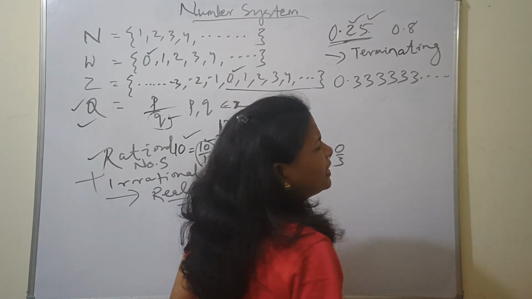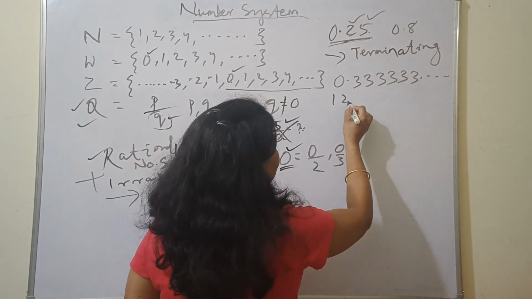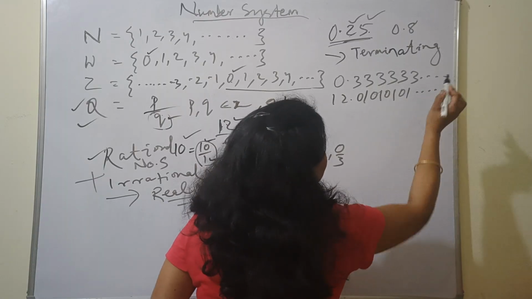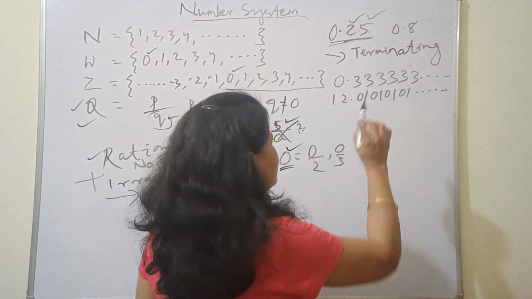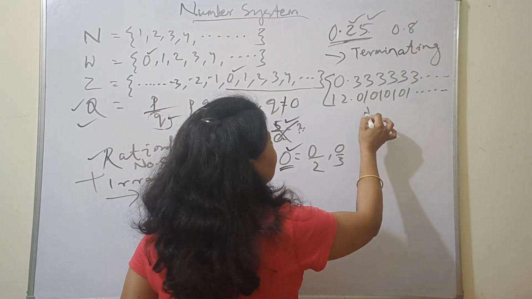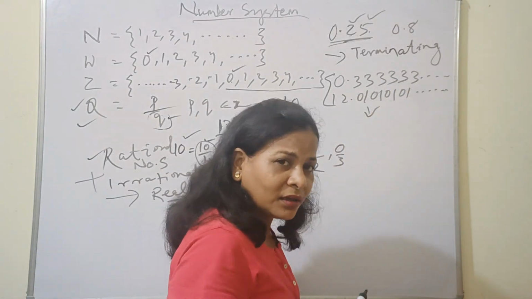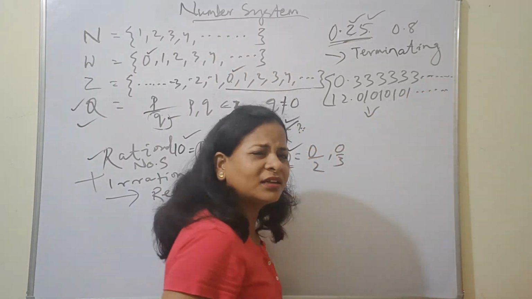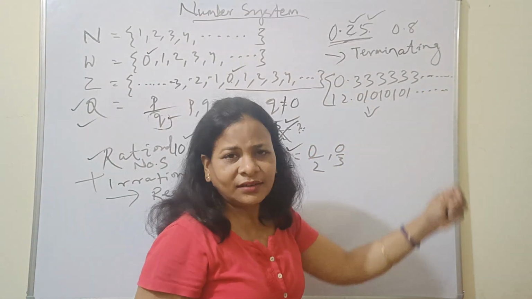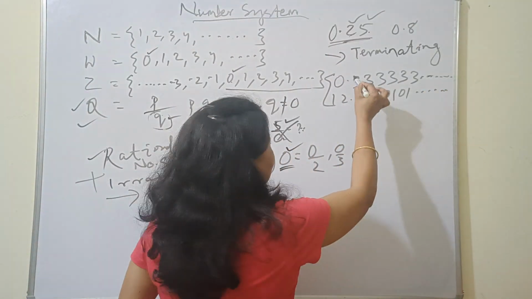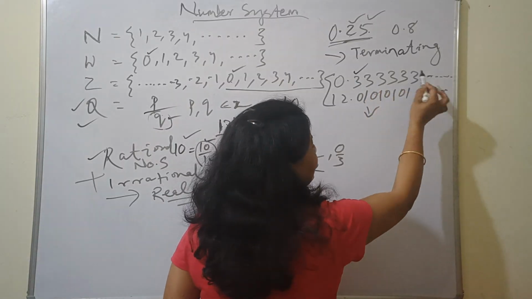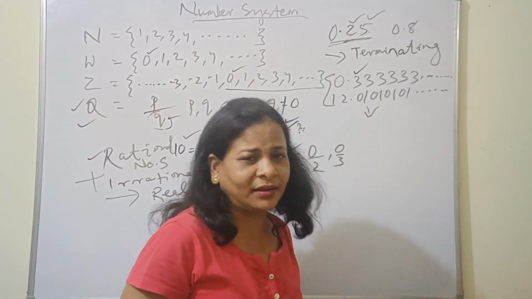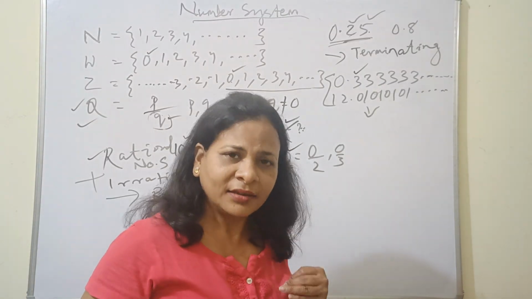0.3333333, like this, not ending at all. Otherwise we can say 12.01010101, like this it is continuing but not coming to an end. So such numbers are called non-terminating and recurring. What is non-terminating? It never ends. It does not terminate. That's why this is non-terminating. What is recurring? You see a single number 3 that is getting repeated. So repeating numbers are called recurring numbers.